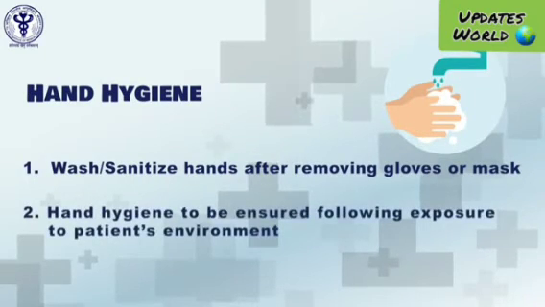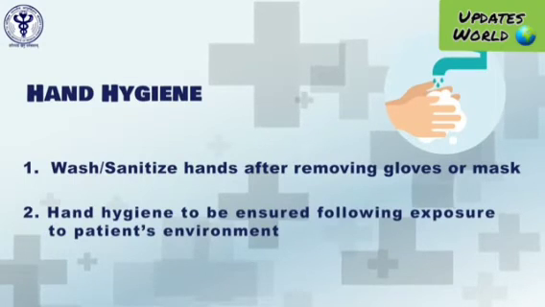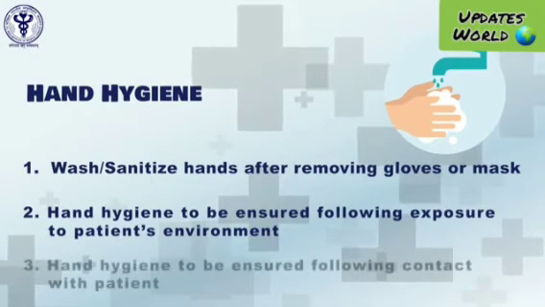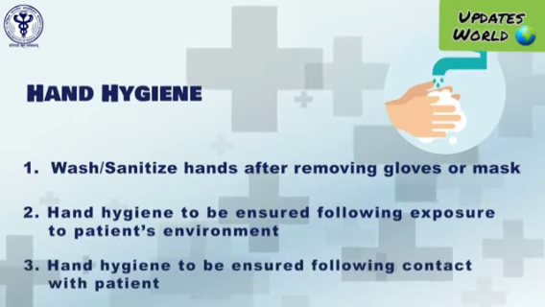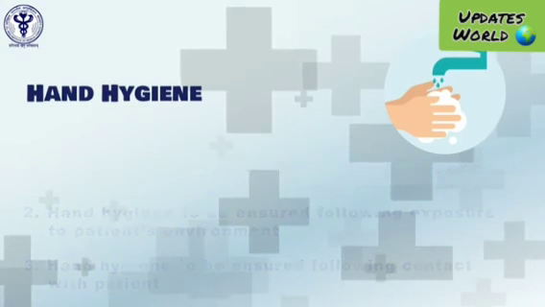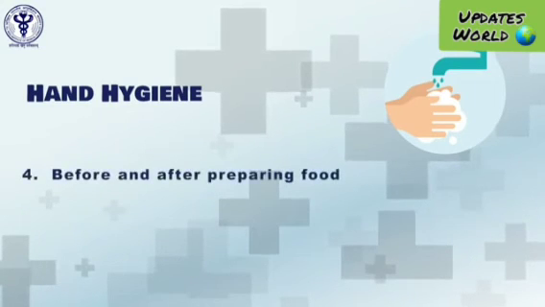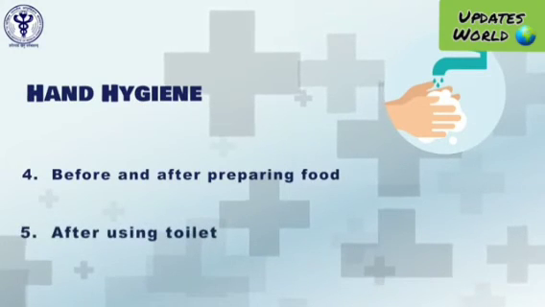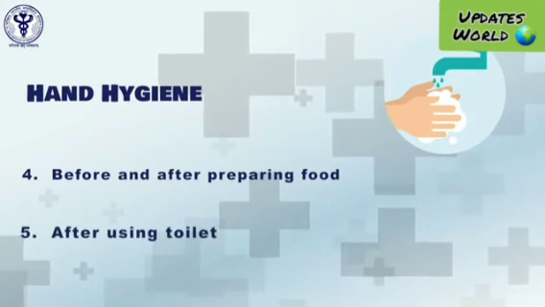Hand hygiene must also be ensured following exposure to contaminated items in the patient's immediate environment, like the patient's utensils, linen, towels, or room surfaces. Hand hygiene must be ensured following contact with the patient. Hands should also be washed or sanitized before and after preparing food. And they must be washed or sanitized after using the toilet.